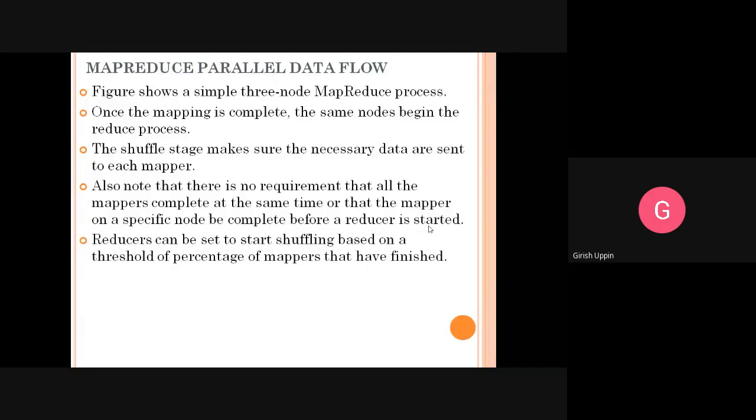So you have to note that there is no requirement that all the mappers should complete, or that one mapper should complete before another. Just before a reducer starts, the particular mapper which is feeding that reducer must have been completed, and it will provide the data to that particular reducer. A reducer can be set to start shuffling based on a threshold percentage of mappers that have finished. So you can set the threshold. Once that threshold is reached or crossed, then the reducing actions can start.